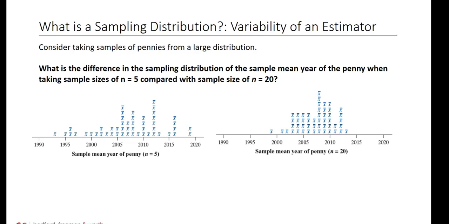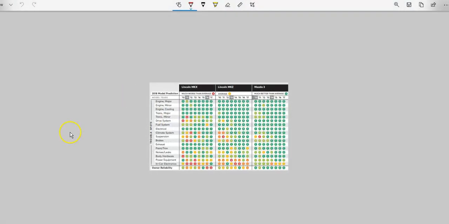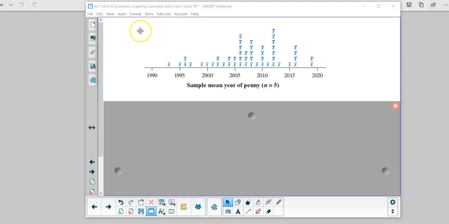Actually, let me see if I can do that. Okay, so let's look at this vertically. I think it might make more logical sense to your brain to see the range a little easier. When you took a sample of size 5, each one of those x-bars means you grab 5 pennies, you average the years representing those 5 pennies, and you plot it on the graph. It looks like the lowest average is somewhere around 1993, and the highest average is somewhere around 2019. That's when you grab 5 pennies at a time and find their average.